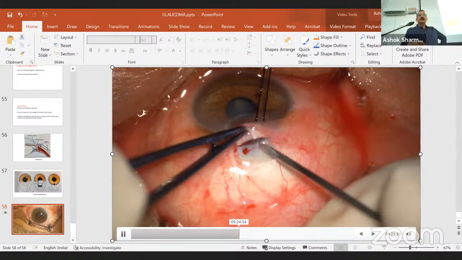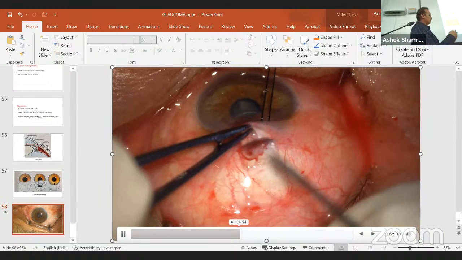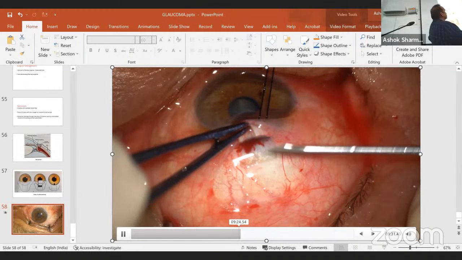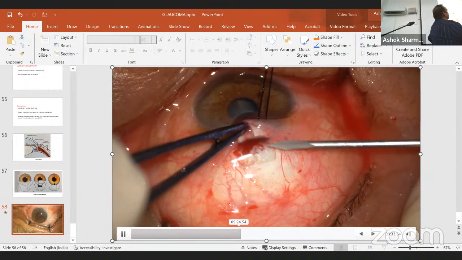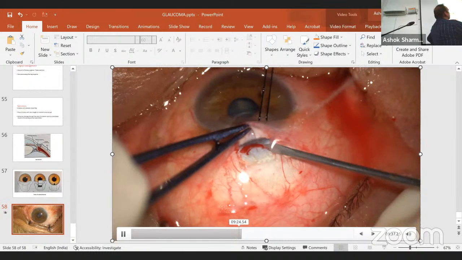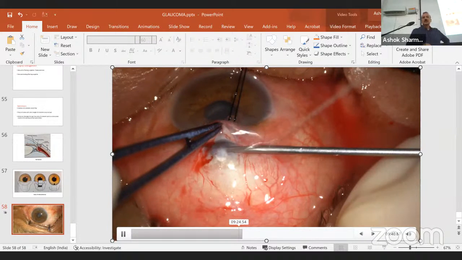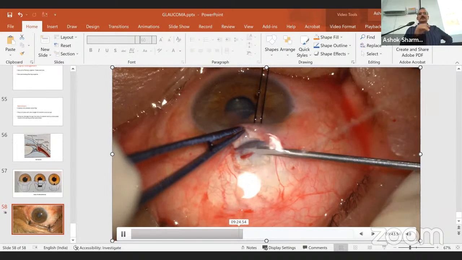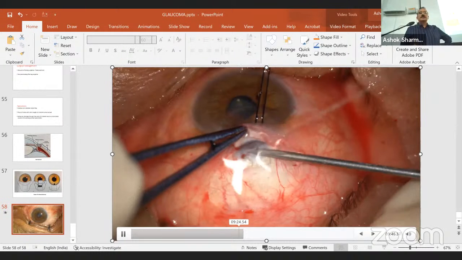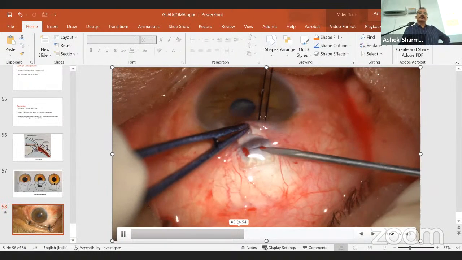I am using an MVR knife, right? Subscleral sclerostomy. I am going to cut a whole part of the sclera and part of the trabecular meshwork over here. This is going to be like this. This step is very important. Once I cut this, iris is going to come out, and I have to do iridectomy over there.